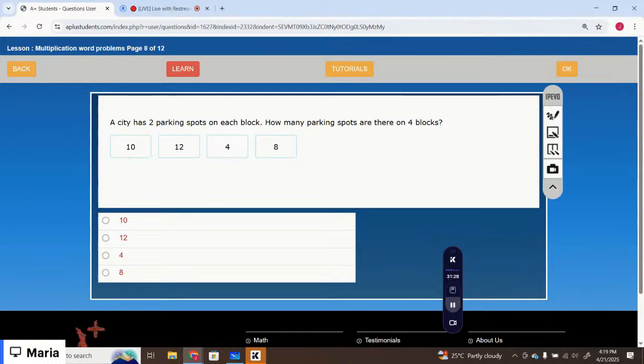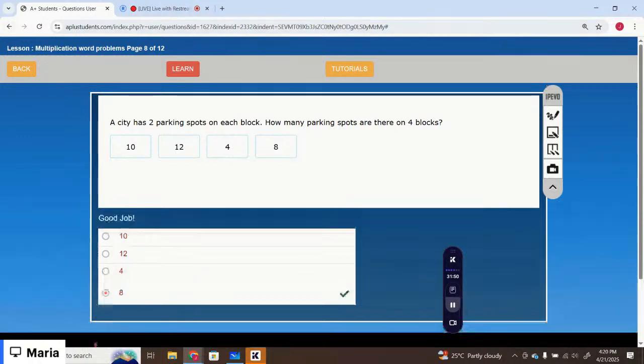A city has 2 parking spots on each block. How many parking spots are there on 4 blocks? So which is the correct option? Very good. 2 times 4 is 8. The last option is the correct option. Okay, you can complete the lesson by yourself. If you fail, let me just move on to the next lesson.